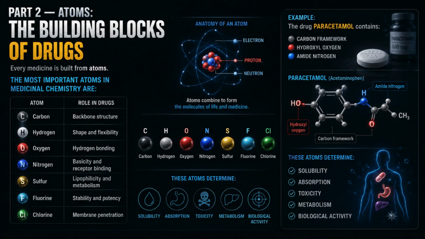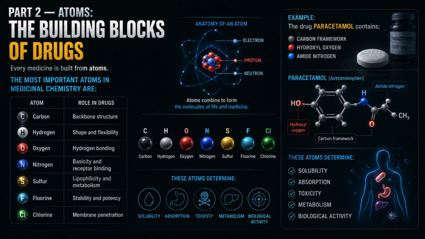Every medicine on Earth is built from atoms. But in medicinal chemistry, each atom has a specific role. Carbon forms the backbone of drug molecules. Hydrogen controls shape and flexibility. Oxygen creates hydrogen bonds. Nitrogen helps drugs bind to receptors. Sulfur affects metabolism, while fluorine increases stability and potency. Chlorine helps drugs cross biological membranes.